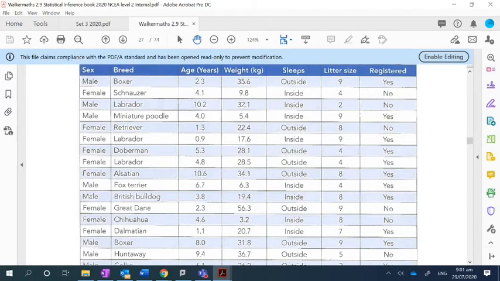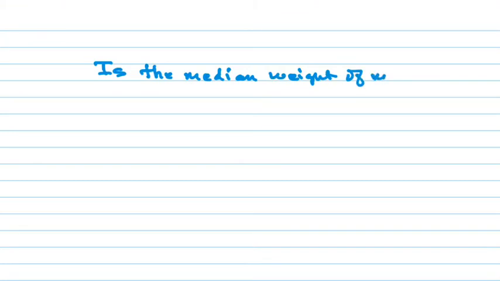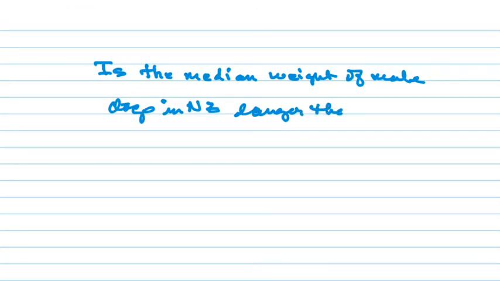Okay. Go. Okay? So go ahead with your sample question. Is the median weight for male dogs in New Zealand larger than female dogs in New Zealand? Guys, come on. Shh. Is the median weight for male dogs in New Zealand larger than the median weight for female dogs in New Zealand? Okay.